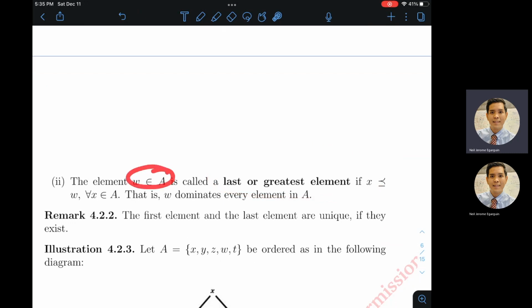Okay. In contrast is what we call the last or the greatest element. An element W of A is the last or the greatest element in a set if it dominates all elements X of capital A. Kung ililista natin lahat ng elements ni A following the partial or the total order given, yung element W siya yung nasa dulo. Comparable siya sa lahat ng elements ng set, tapos siya yung nagdo-dominate sa lahat ng elements ng set natin.